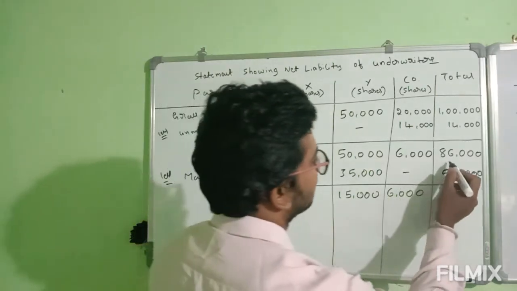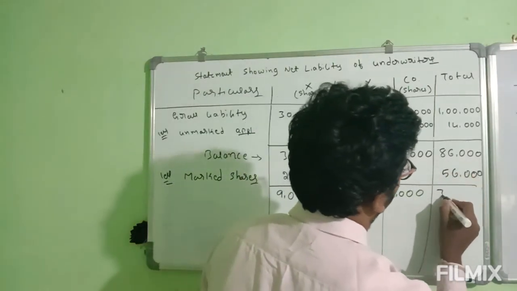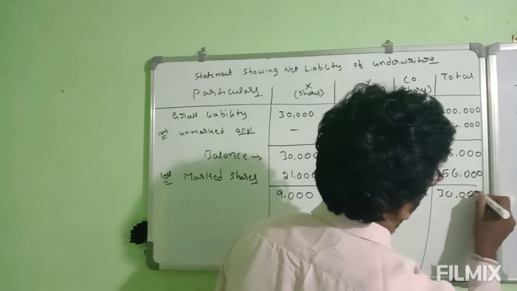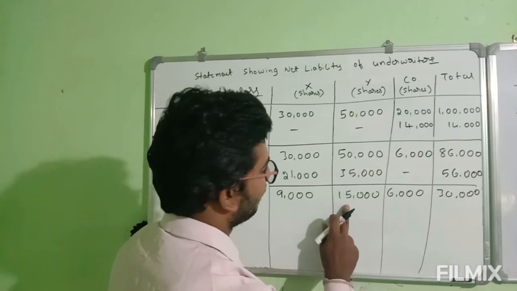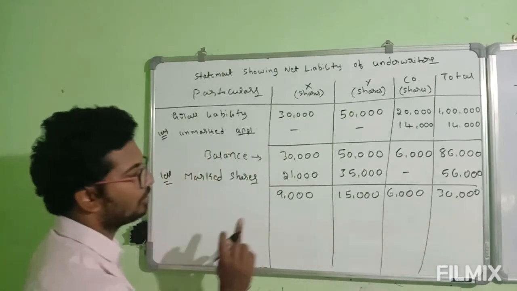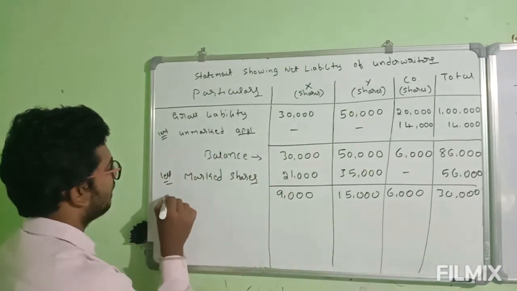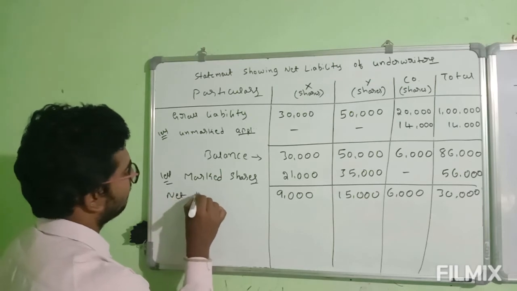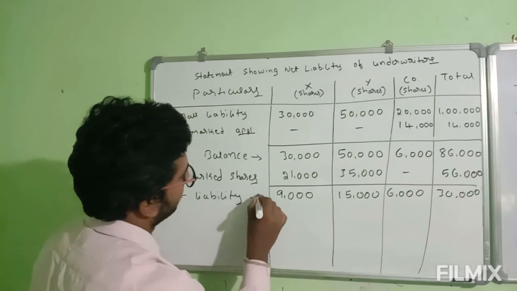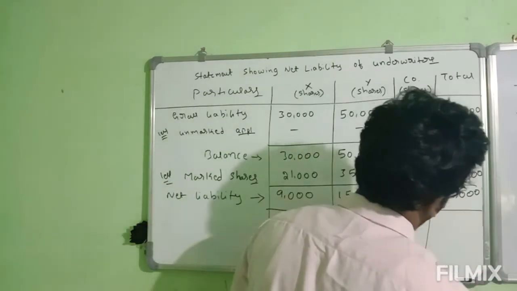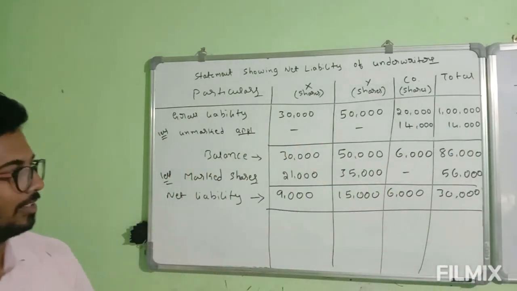Then 86,000 minus 56,000 gives 30,000. You can add it up: 9,000 plus 15,000 is 24,000, plus 6,000 is 30,000. So there is no further surplus. So we call it the net liability directly.